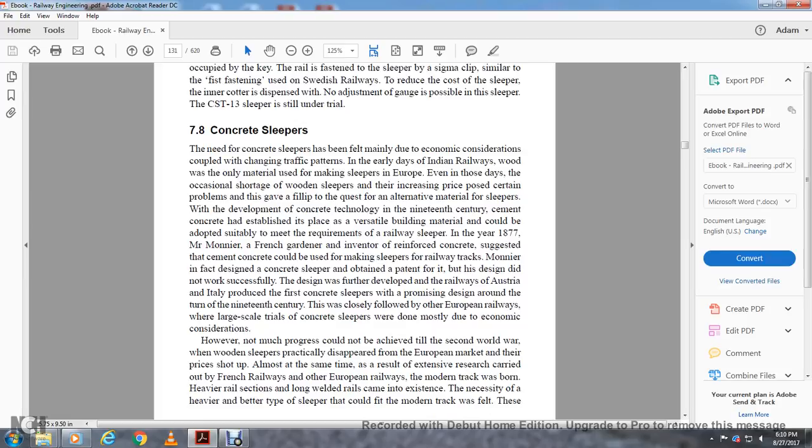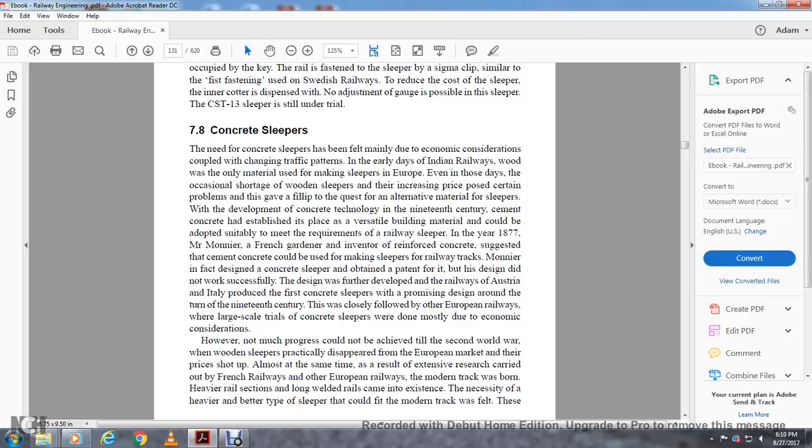7.8 Concrete sleepers. The need for the concrete sleeper has been felt mainly due to economic considerations coupled with the changing traffic pattern. In the early days, wood was the material used for making sleepers in Europe. Even in those days, the occasional shortage of wooden sleepers increased the price and posed certain problems, which gave rise to the quest for an alternative material for sleepers.